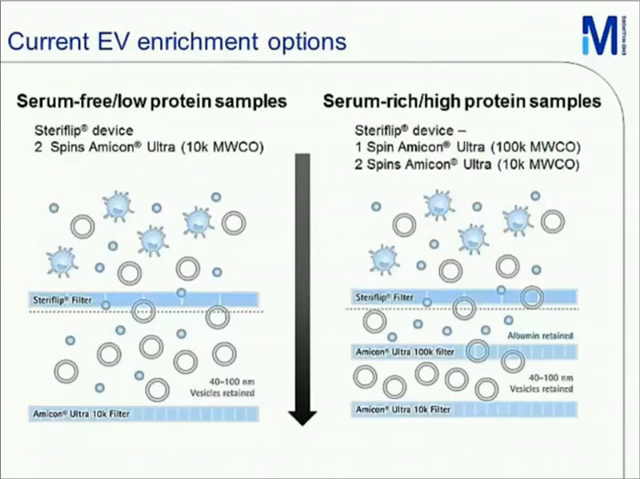In summary, I presented two Amicon Ultra-based enrichment methods for use with low or high protein samples. However, it should be noted that these methods thus far were developed and validated on a limited number of sample types, and may thus not have universal application.